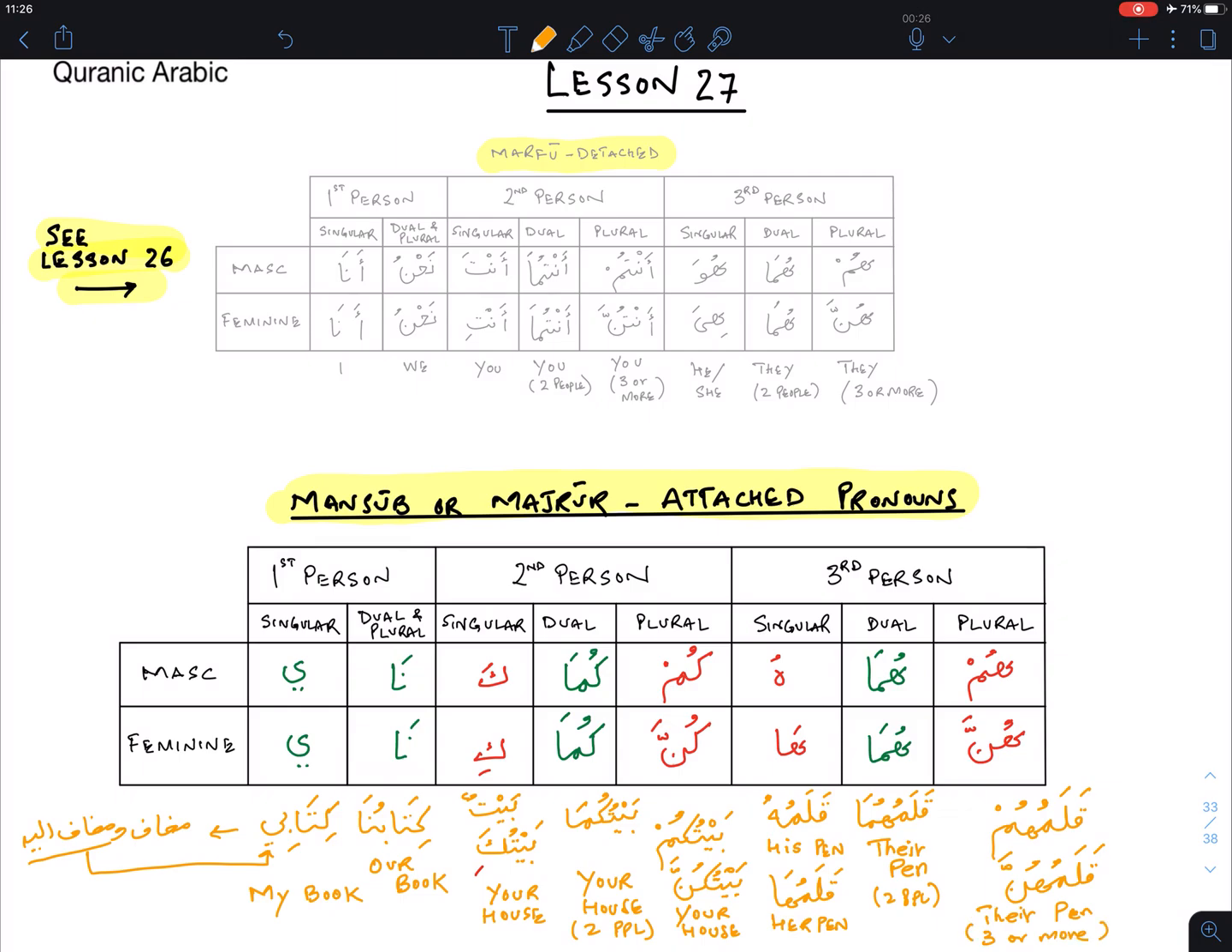So here, now you have it. Inshallah, if you go in the Quran, you will find this is used a lot in the Quran. It's used a lot in the language. So inshallah, start picking up these pronouns, and we will continue with one more lesson on pronouns, and then we'll go into examples, inshallah.